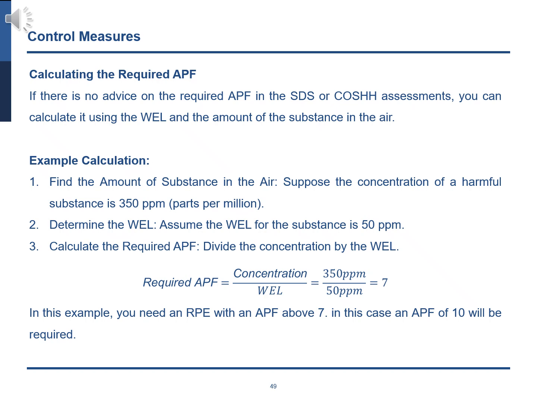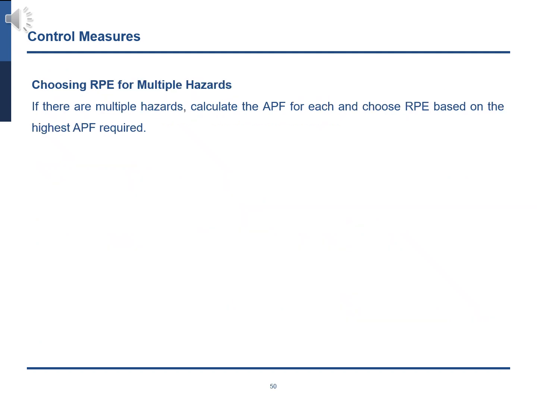In this example, you need an RPE with an APF above 7. In this case, an APF of 10 will be required. Choosing RPE for multiple hazards. If there are multiple hazards, calculate the APF for each and choose RPE based on the highest APF required.